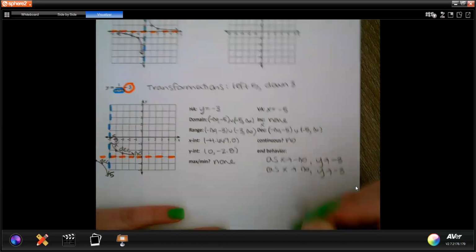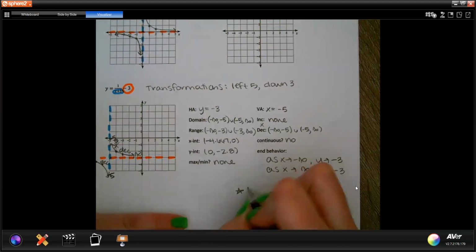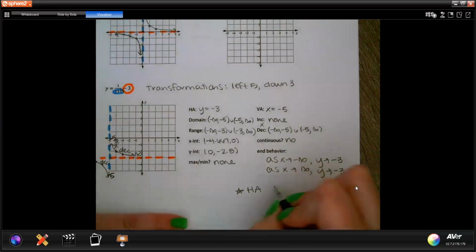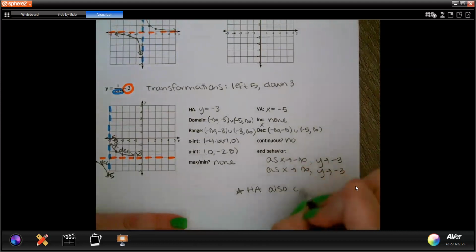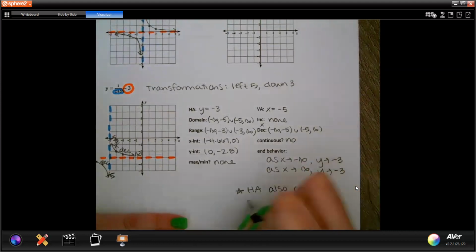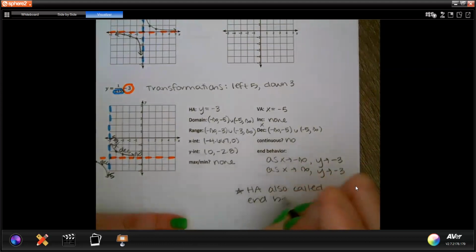One little note you can give yourself here is that horizontal asymptotes are also called end behavior asymptotes because they tell you the end behavior.